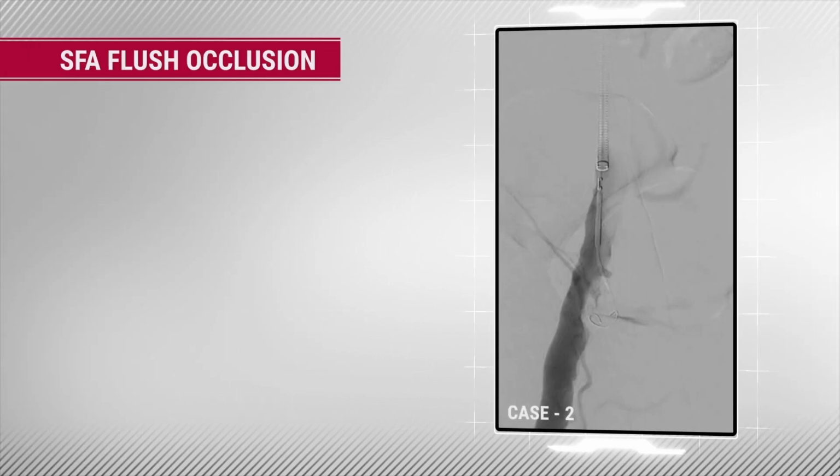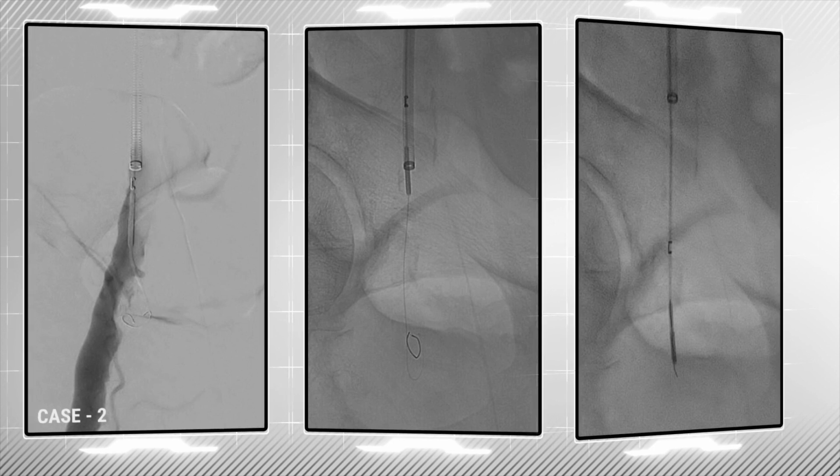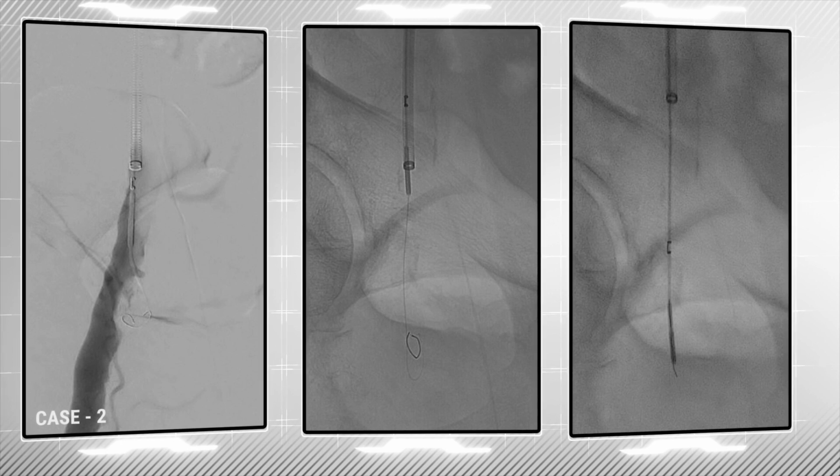Next, we have a flush occlusion with no stump to target. The clinician uses the BeBack to enter the SFA. Once the needle is in position, the clinician advances the guide wire using the BeBack as a support catheter.